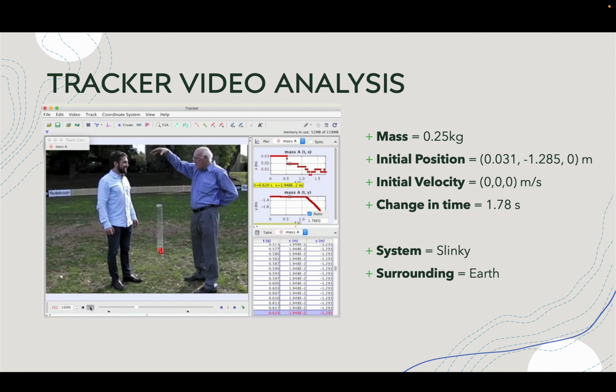The mass of the object was 0.25 kilograms, estimated by the average metal slinky mass, and the initial position of the object is located at 0.031 meters in the x direction and negative 1.85 meters in the y direction. The amount of time it takes for the slinky to reach the ground is 1.78 seconds, and since the object is being dropped from rest, the initial velocity is 0 meters per second in all components. As the velocity of the object increases, it is proven that there are forces interacting on the object.